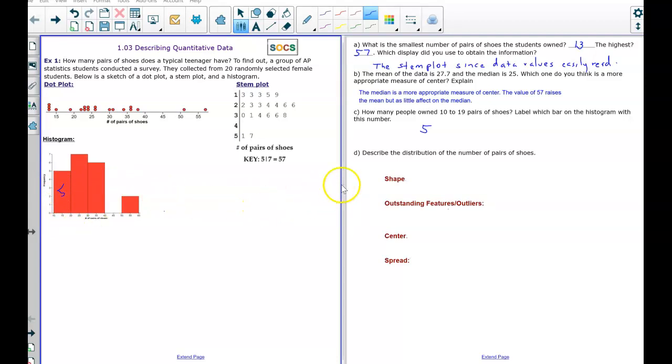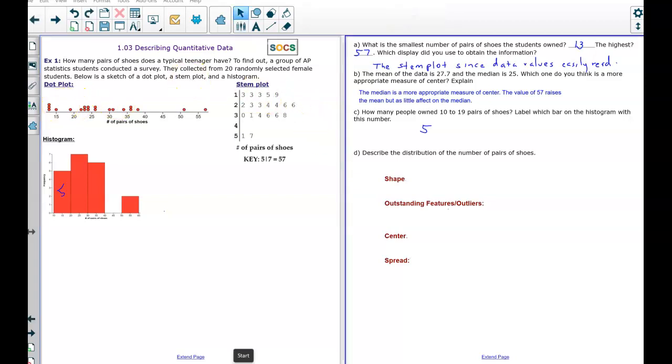of the histogram. Part D is probably something you haven't seen before. I ask you to describe the distribution of the number of pairs of shoes. When you're describing a distribution, you need to include the following features: the shape, outstanding features or outliers, center, and spread, and you also have to include the context of the problem, in this case, the number of pairs of shoes. So as an acronym to remember to include those features, we use SOX: shape, outstanding features and outliers, center, and spread. So remember SOX.